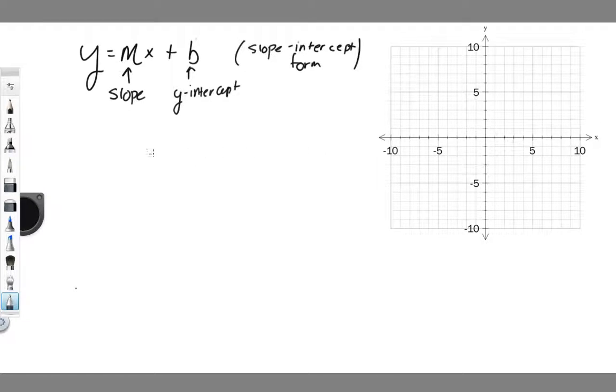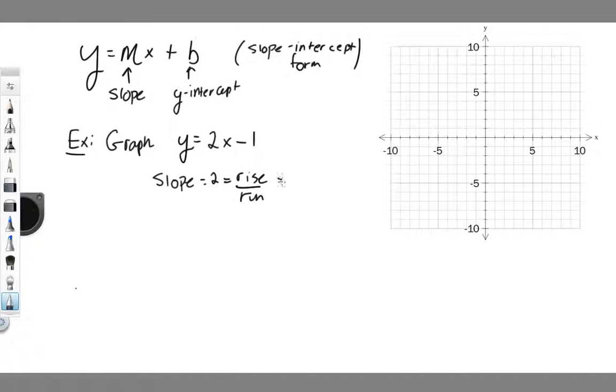So let's see an example. Let's say you might have an example, y is equal to 2x minus 1. So what that means is this is our slope. So slope is equal to 2. And we know that slope is actually equal to rise over run. So rise over run.